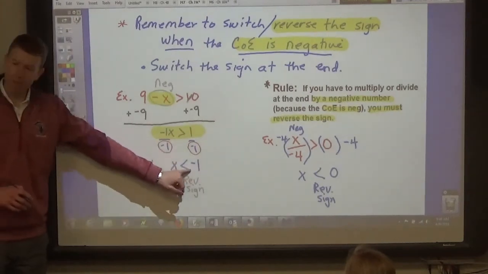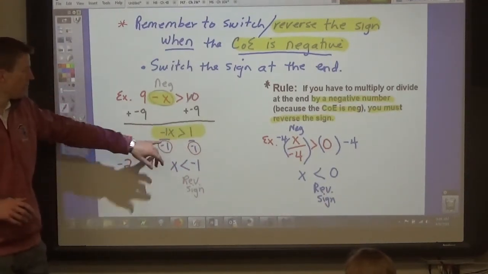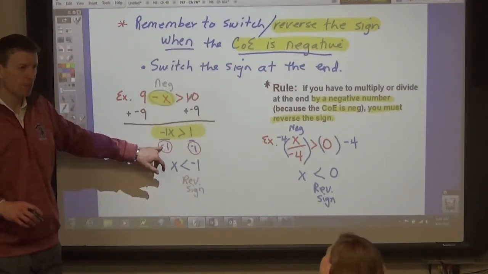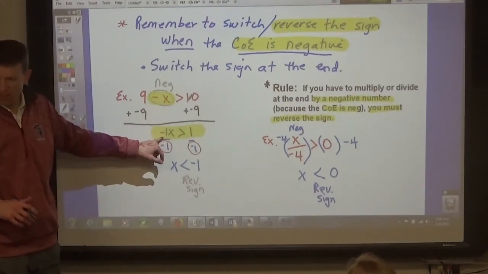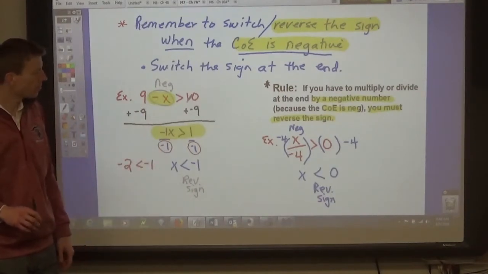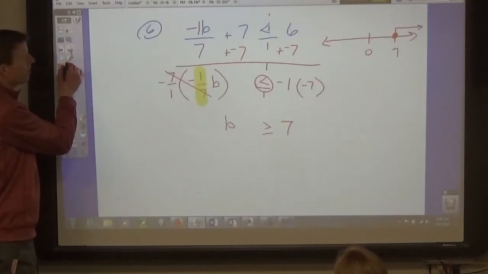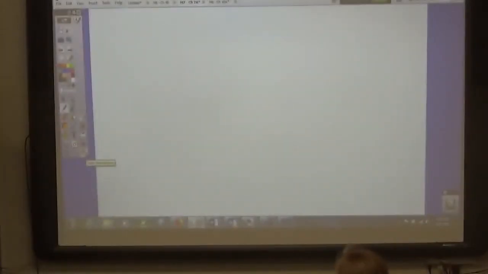So that shows you have to reverse the sign, and that works every time you multiply or divide by a negative number at the end. Whenever you have to solve it by getting rid of the negative coefficient, you have to reverse the sign to get the solutions. Okay? So, any questions? Let's do some problems from your assignment. Okay?